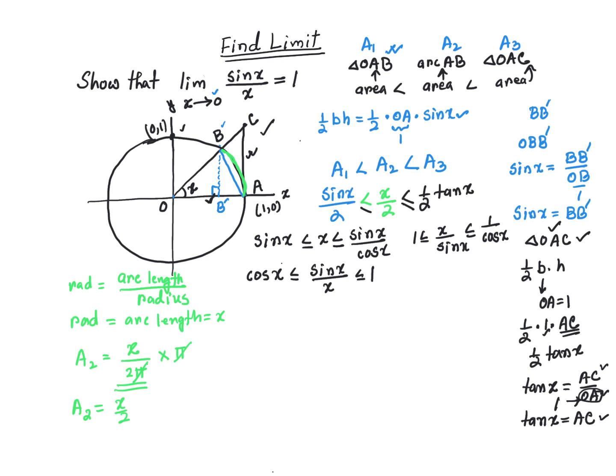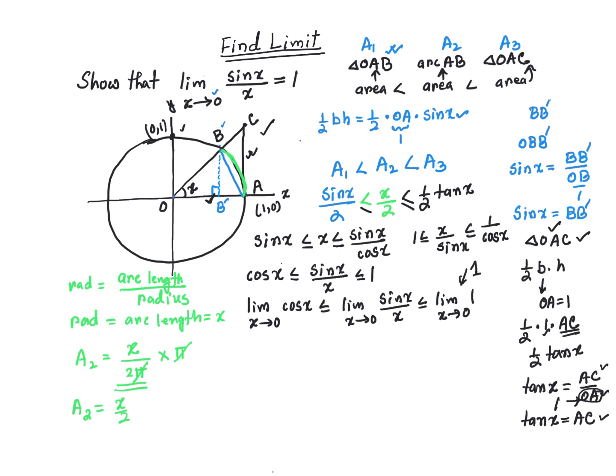Now, we are going to take the limit of all of them. So, limit as x approaches 0 of cosine of x is less than or equal to limit as x approaches 0 of sine of x over x is less than or equal to limit as x approaches 0 of 1. So obviously this is going to be just 1, right? So nothing to worry about there. So this is going to be 1.